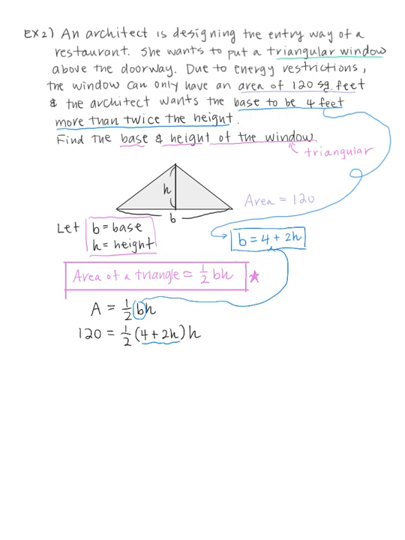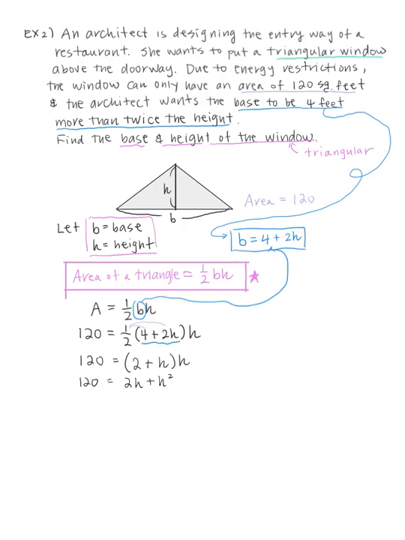Now let's try to simplify this a little bit. So we have 120 equals, let me just first distribute the 1/2 to this, and then we'll multiply everything by the H. If I do that, then here what we're going to get is 4 divided by 2, which will be just 2, plus 2H divided by 2, which will just give us H, and then we're going to multiply that by H. All right, so then we get 120 equals 2H plus H squared.